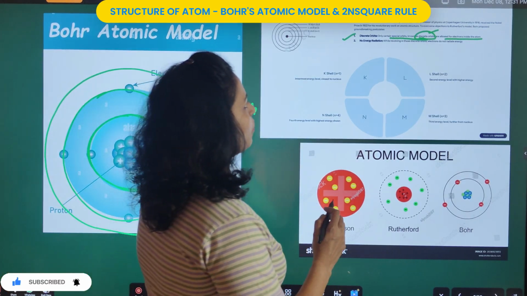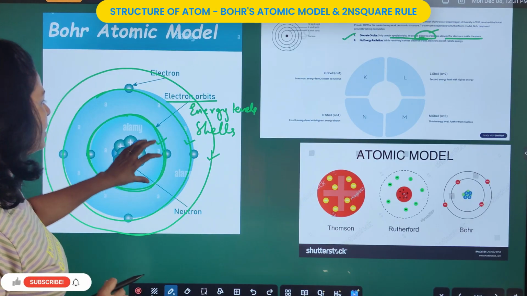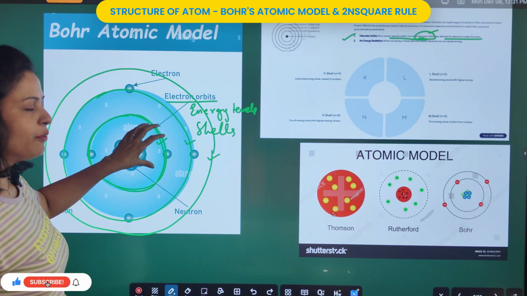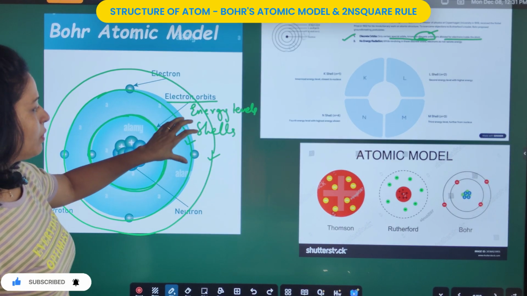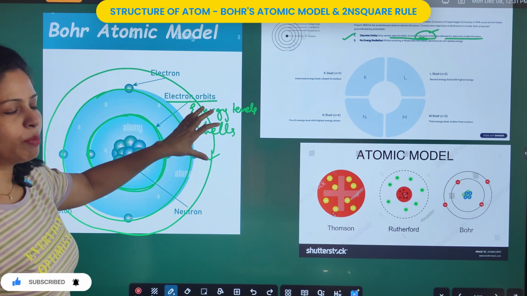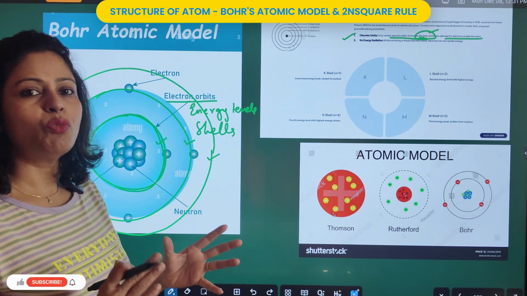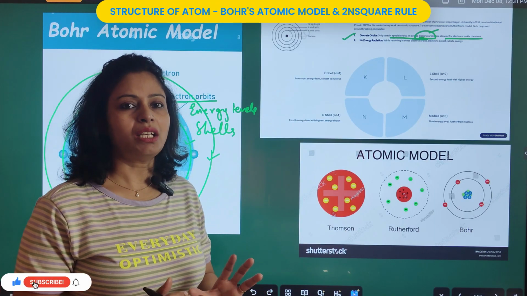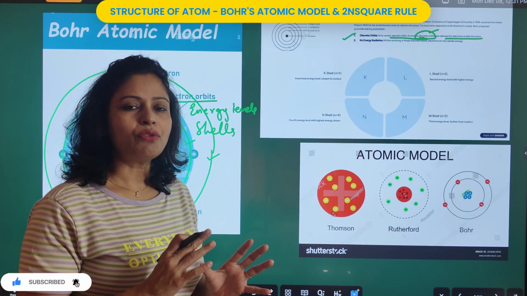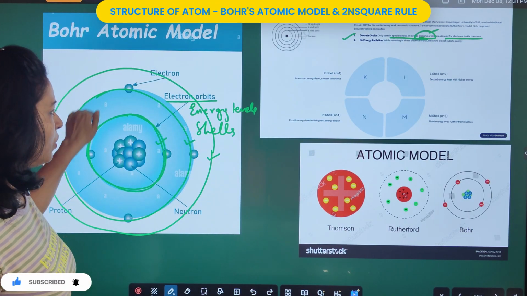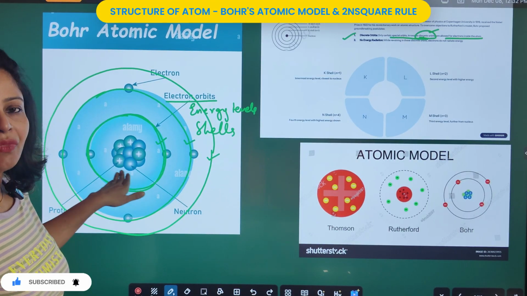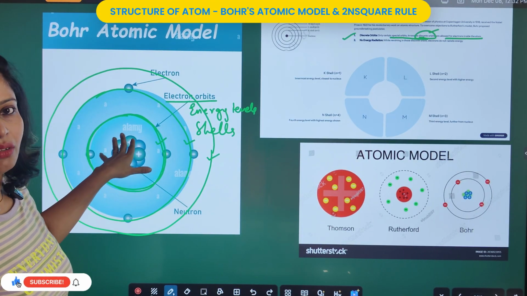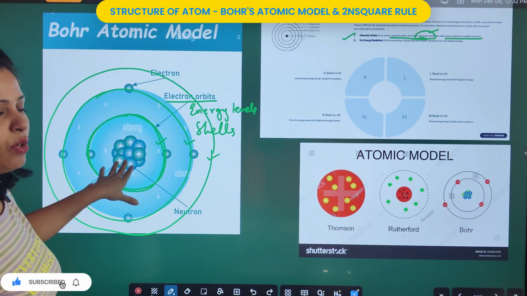So he said that only certain special orbits are allowed. Some electrons will be present in the first orbit, some in the second orbit, some in the third orbit, and they will not shift from that energy level. They will be orbiting the nucleus in that orbit only, revolving in that orbit only.